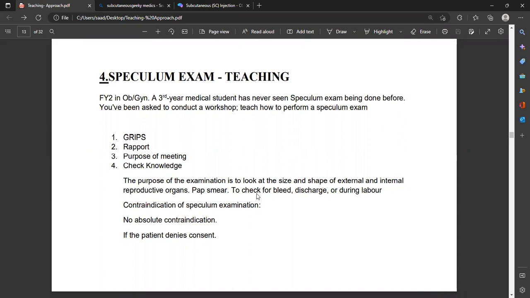State the purpose of the meeting. Why we are here. I understand that you want to learn speculum examination. So I am here to teach you. Don't worry. Check knowledge. The purpose of examination, what do you already know about the speculum examination? I understand that you are a third-year medical student. He would probably say that I do not know much about this.